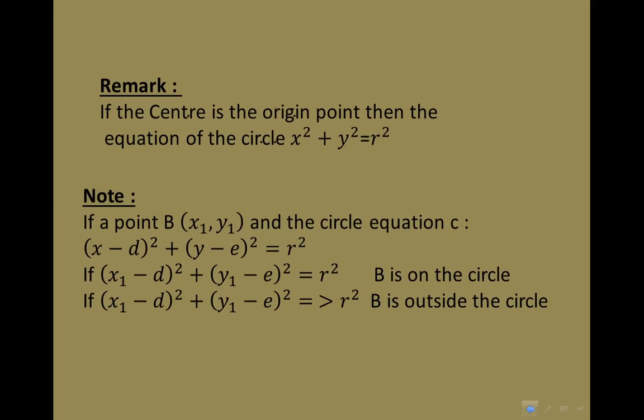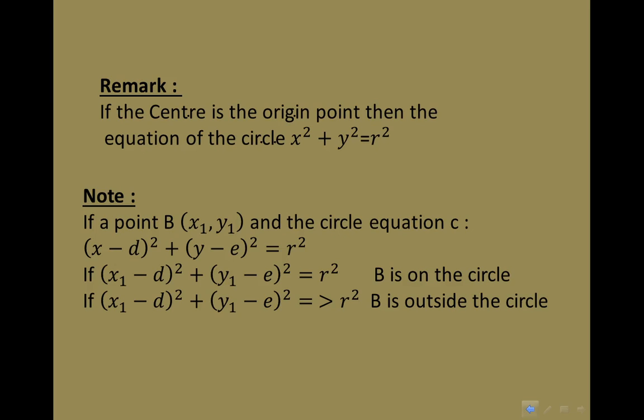Remark: if the center is the origin point, then the equation of the circle is written as x squared plus y squared equals r squared. Here, if a point B (x1, y1) and the circle equation C is (x minus d) squared plus (y minus e) squared equals r squared. If (x1 minus d) squared plus (y1 minus e) squared equals r squared, then the point B is on the circle. If (x1 minus d) squared plus (y1 minus e) squared is greater than r squared, then B is outside the circle.